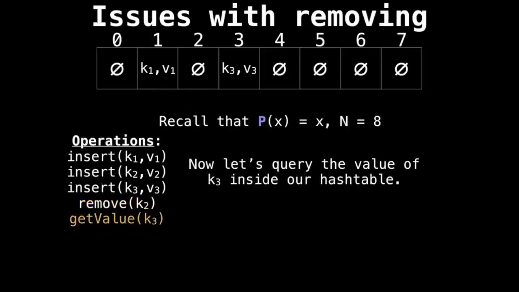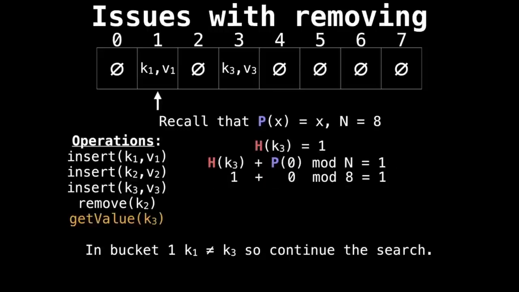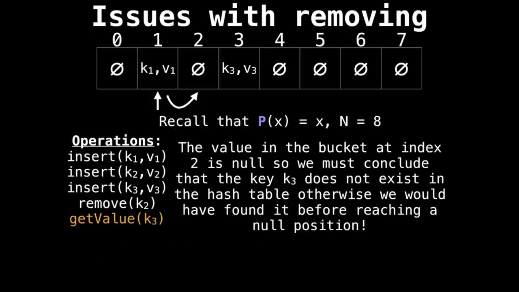Alright, now let's query the table and obtain the value for K3. Let's see what happens. So when we hash K3, we get 1. And K1 is not equal to K3, so let's continue the search. And then we hit a null element. So what does this mean? So since the value in the bucket at index 2 is null, we're forced to conclude that K3 does not exist within the hash table, otherwise we would have encountered it before reaching the null position. That's how finding an element works inside a hash table.